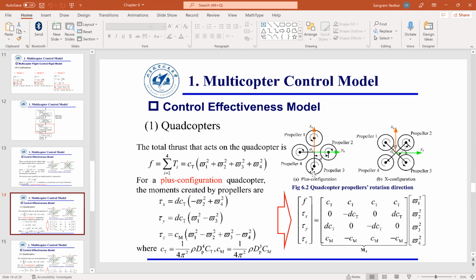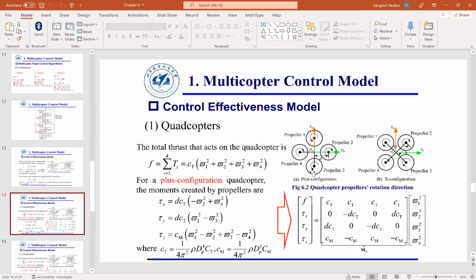Now, let me ask you another question. For a minute, don't look at the X configuration, look at the plus configuration. Remember, north, east, down. So rotation about north, rotation about X, is roll. Can you see that I want this plus configuration to rotate in roll? If I want it to rotate, what should I do? I need to increase the speed of one prop and decrease the speed of the other prop. Do you agree with me? So that's what I want to do.